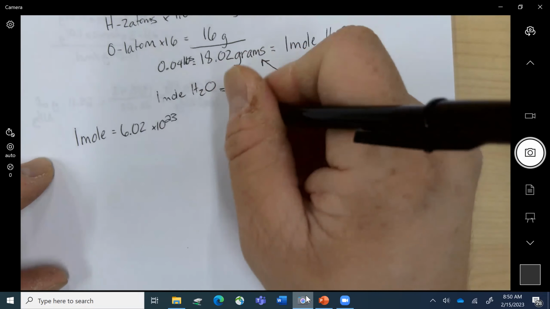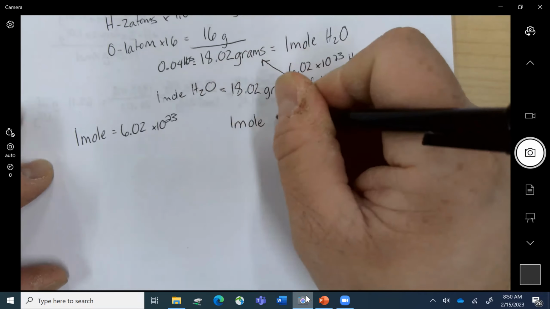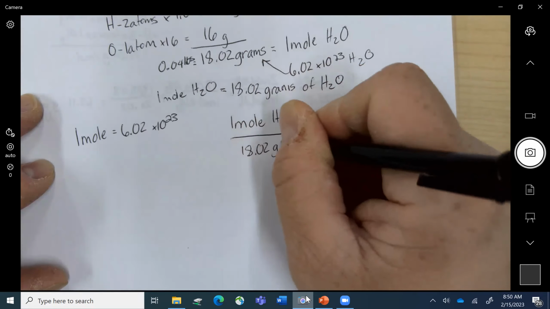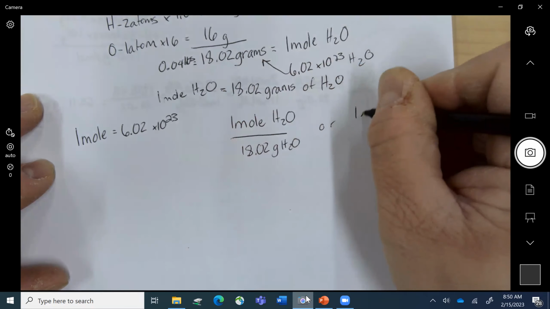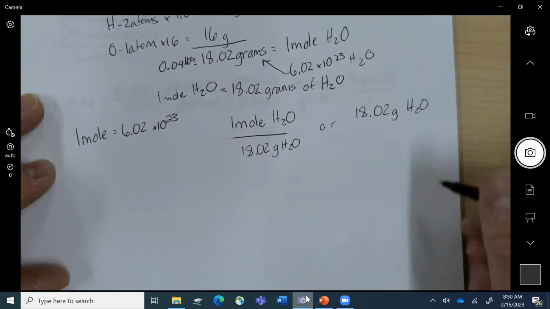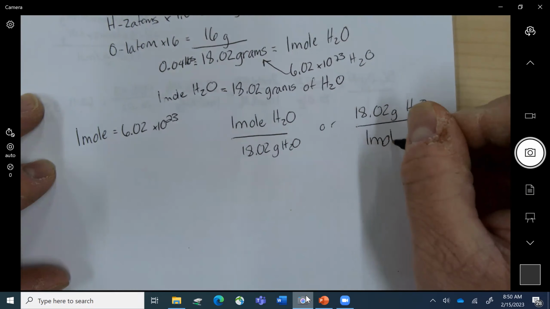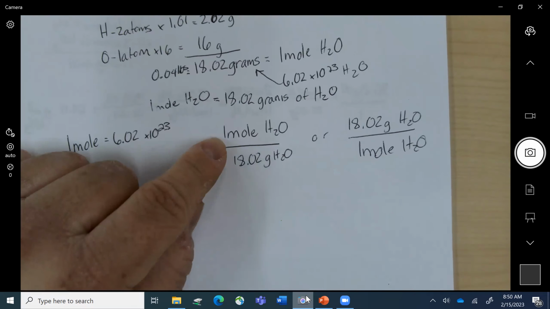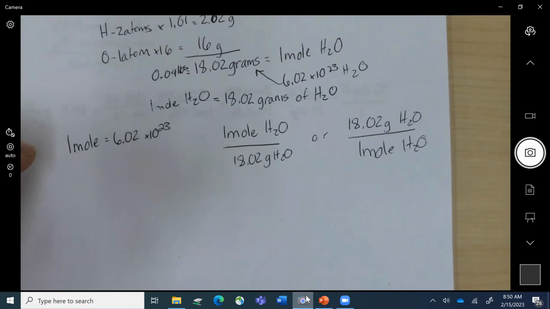I can first off write this. Let's think of it this way. I can write 1 mole H2O over 18.02 grams H2O, or 18.02 grams of H2O over 1 mole of H2O. Does everyone follow me so far? All I did was find the weight of it, and with finding the weight, I came up with a conversion factor. And this is where I told you that in chemistry, conversion factors are different, but the unit conversion process is the same, okay?